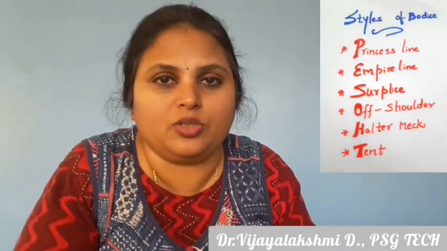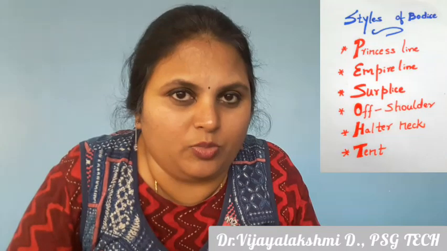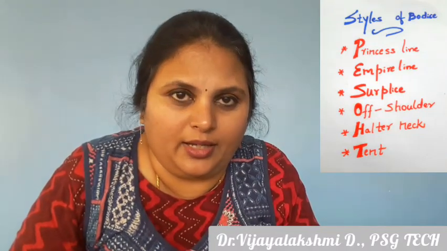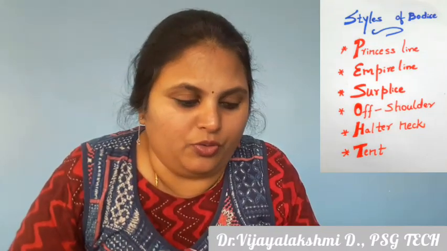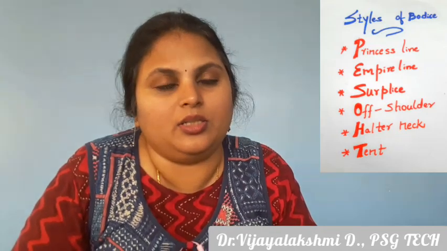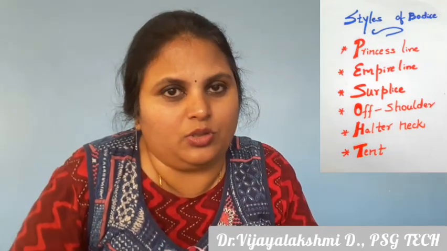I'm just going to give you the list of borders which I'm going to talk about in this video. It is all about princess line, empire line, surplice, off shoulder, halter neck, and tent. I'm going to take you through the video in this format: I have a croquis for a structure where I'm going to draw different styles of borders and explain what the style of the borders is and the uniqueness of the particular borders, right? So come on, let's go into the video.